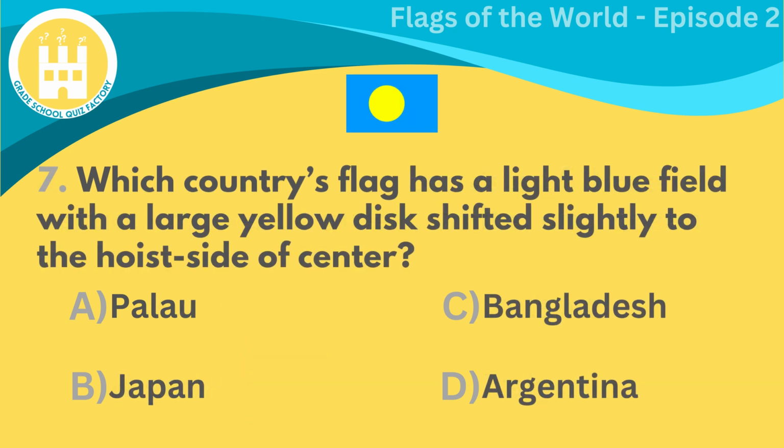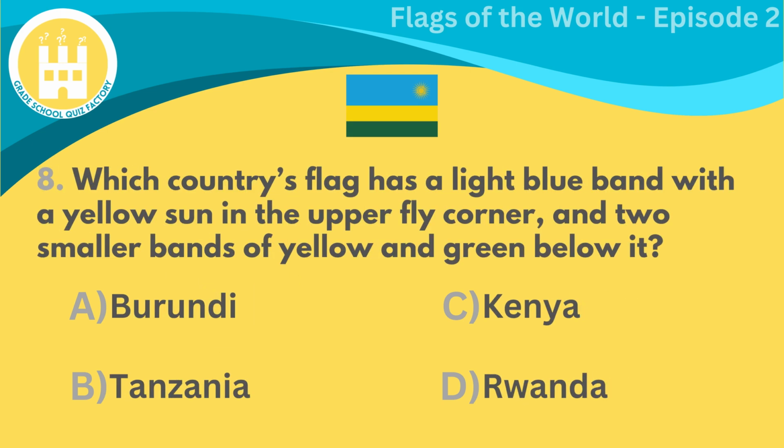For number 7, which country's flag has a light blue field with a large yellow disc shifted slightly to the hoist side of center? If you answer letter A, you are correct. It's Palau. Number 8.